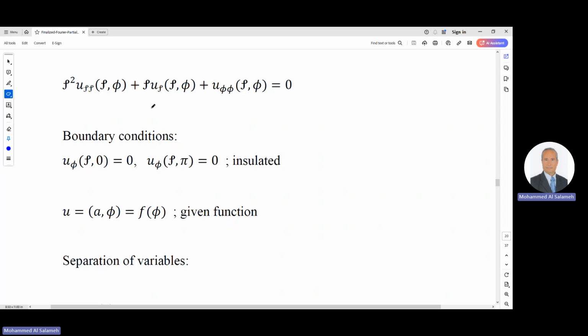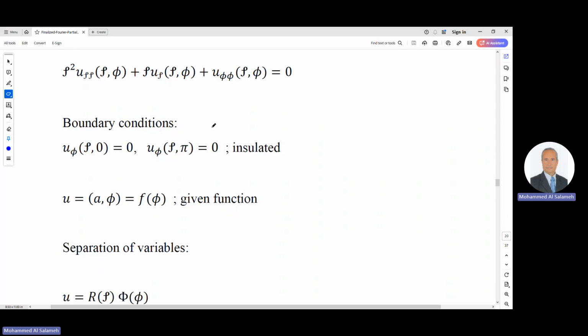namely rho and phi. Rho squared times the second partial derivative of u with respect to rho, as a function of rho and phi, plus rho times the first derivative with respect to rho, as a function of rho and phi, of course, plus the second derivative of u with respect to phi, as a function of rho and phi, is equal to 0. And we have certain boundary conditions given to complete the solution of the problem.